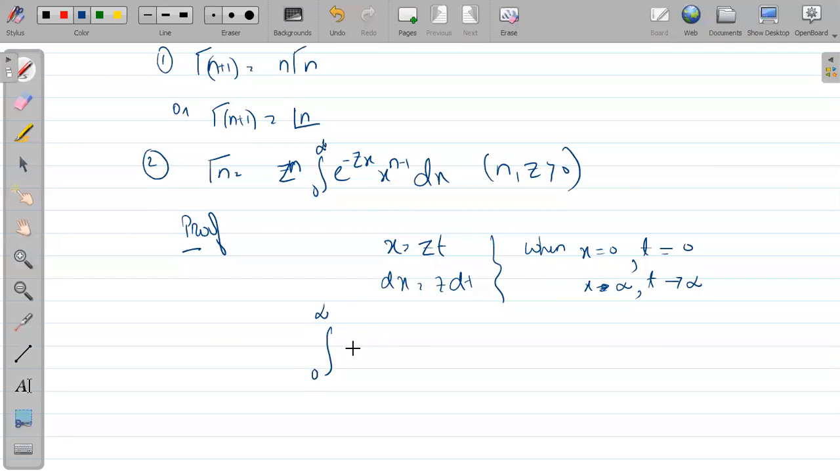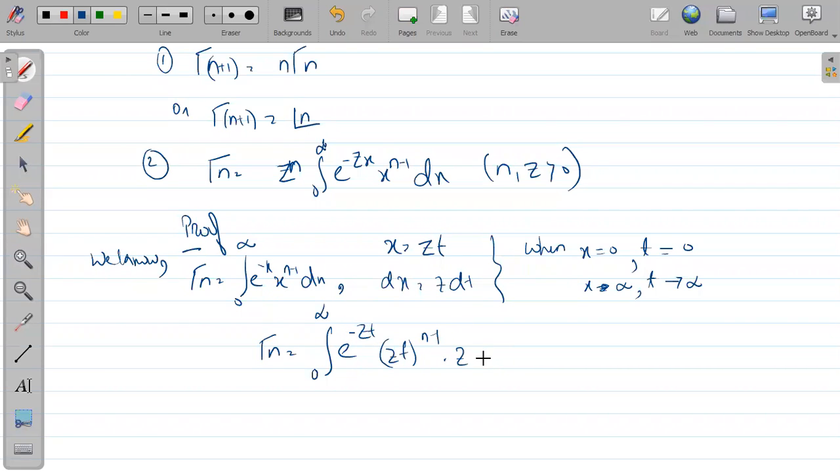See, 0 to infinity, e to the power minus... What am I changing? This is my function. Gamma n, we know. I'm changing only here, don't get confused. Therefore, integral 0 to infinity, e to the power minus z t, now x is zt, so (zt) to the power n minus 1, and dx is z dt. Okay, fine. So here we are getting z to the power n. z is a constant for this integral, so it can come outside obviously. Then e to the power minus zt, and this is t to the power n minus 1 dt.